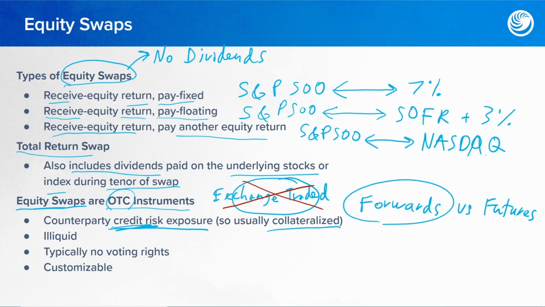They're more illiquid. Typically no voting rights. So this has to do with the equity underlying the equity swap. The voting rights on the stock are not going to come with the swap, and then they're more customizable. So anything that's exchange traded usually has very standard features, like a corn future would always be on, let's say, 1,000 bushels of corn. You couldn't do it on 820, whereas if you go into the OTC area, the over-the-counter, you and your counterparty can agree to whatever terms are best for the both of you.